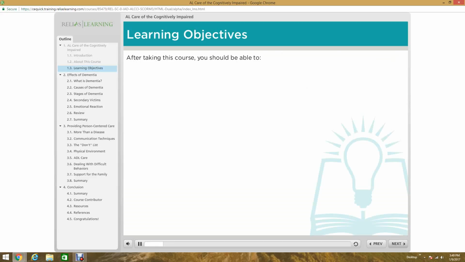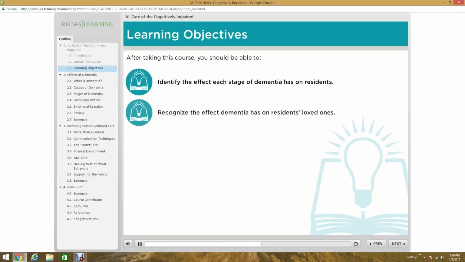Learning objectives. After taking this course, you should be able to identify the effect each stage of dementia has on residents, recognize the effect dementia has on residents' loved ones, and explain how you can maximize residents' functional abilities.